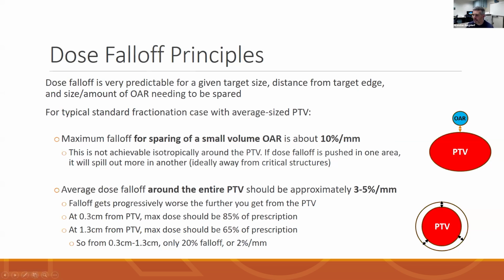Dose fall-off does get progressively worse the further you get from the PTV. If you're about 3 millimeters from the PTV, the max dose fall-off should be about 85% of the prescription. That would be that 5% per millimeter, right? Because if we're 3 millimeters away times 5% per millimeter, that's going to be a 15% drop in dose. And then at 1.3 centimeters from the PTV, the max dose fall-off will be 65%. So you can see the dose fall-off from 3 millimeters to 1.3 centimeters is only going to be 20%, or 2% per millimeter. As you get further from the PTV, that dose fall-off flattens a little bit. It's not quite as sharp, and you can't achieve quite as severe of a dose fall-off.